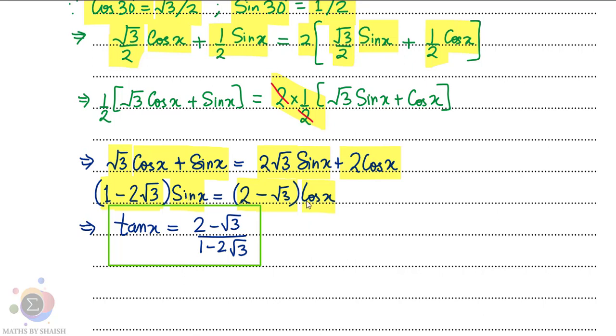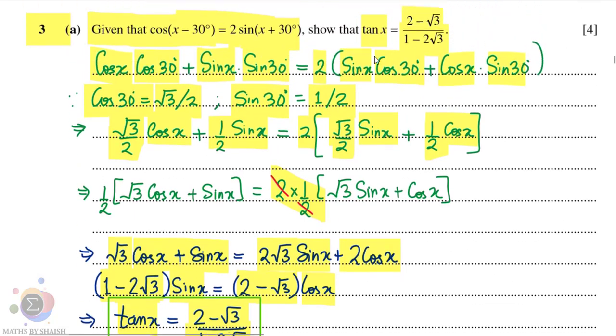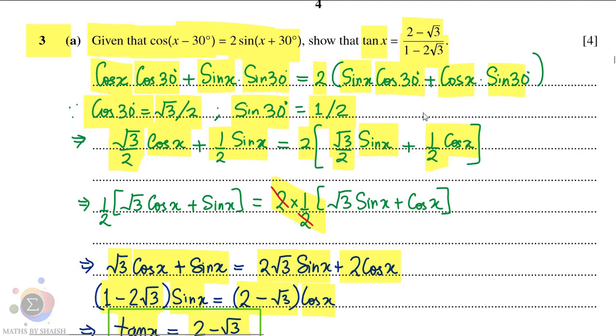So taking the cos x towards the left hand side, cross multiplying, we got tan x equals 2 minus root 3 over 1 minus 2 root 3. And that's what we had to show. Tan x equals 2 minus root 3 over 1 minus 2 root 3.